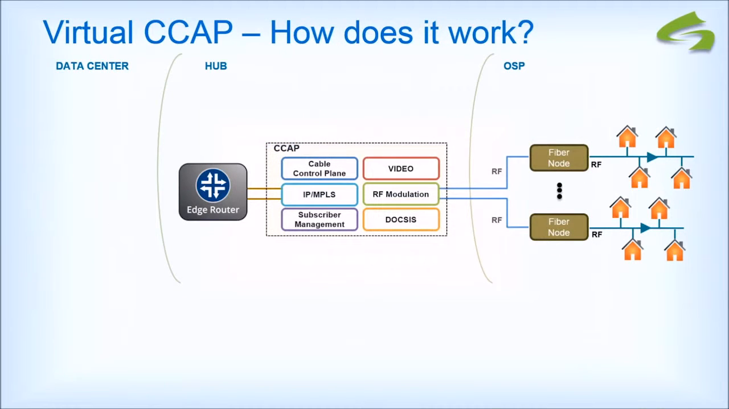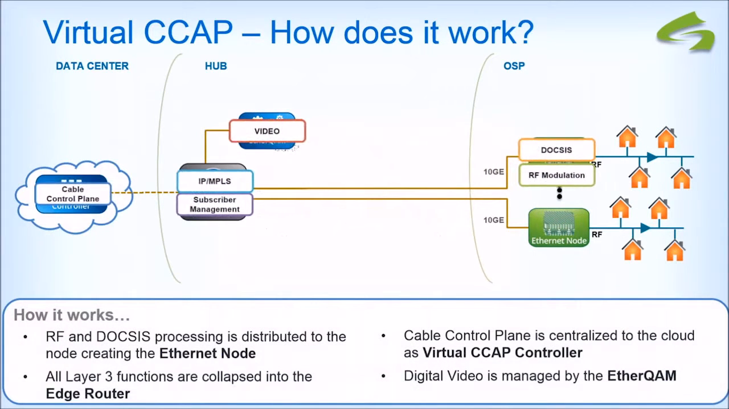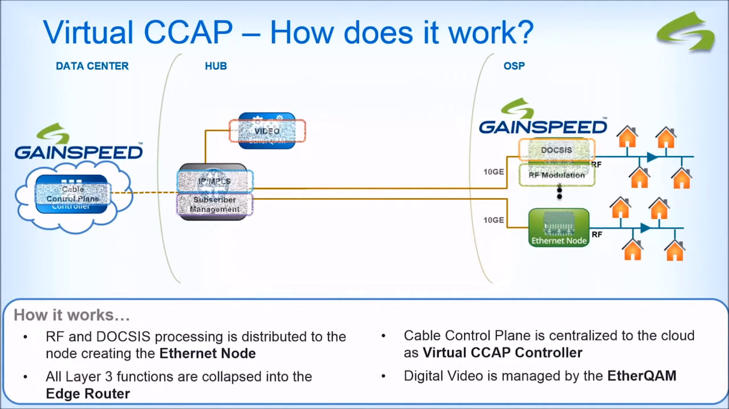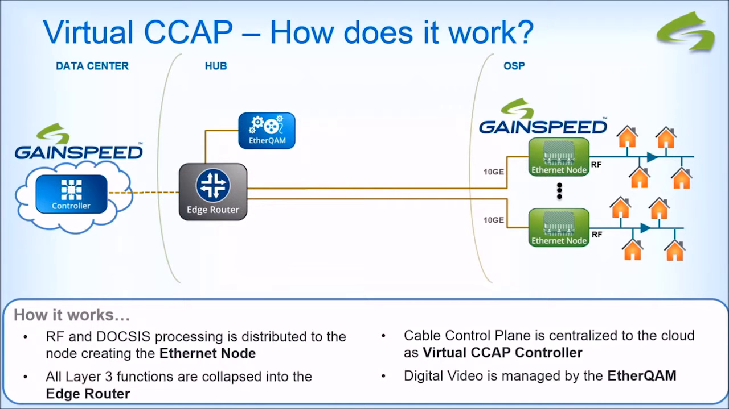So how does it work? Virtual CCAP leverages a software-defined networking approach to deconstruct CCAP and build it in a much more cost-effective and scalable manner. It identifies the base functions so that they can be rearranged and placed in the optimal location and device in the network. Now, broadly speaking, we centralize control and management into the data center or your cloud, and we distribute all cable-specific processing to the node.